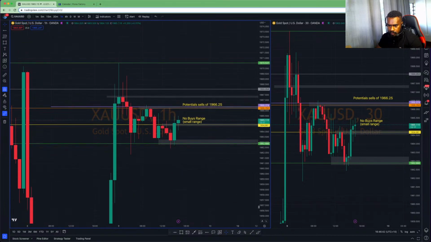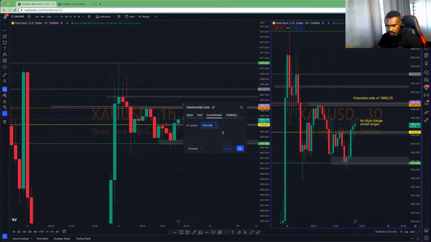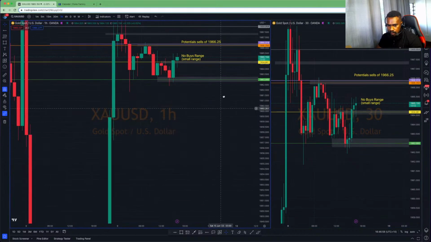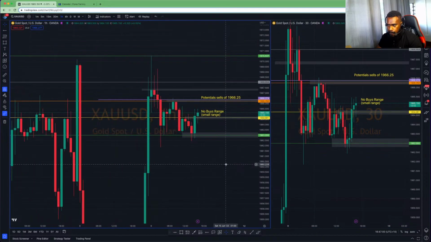If we do take sells, below 1962, just say 1963. If we do take sells below 1963, clean traffic all the way back down.